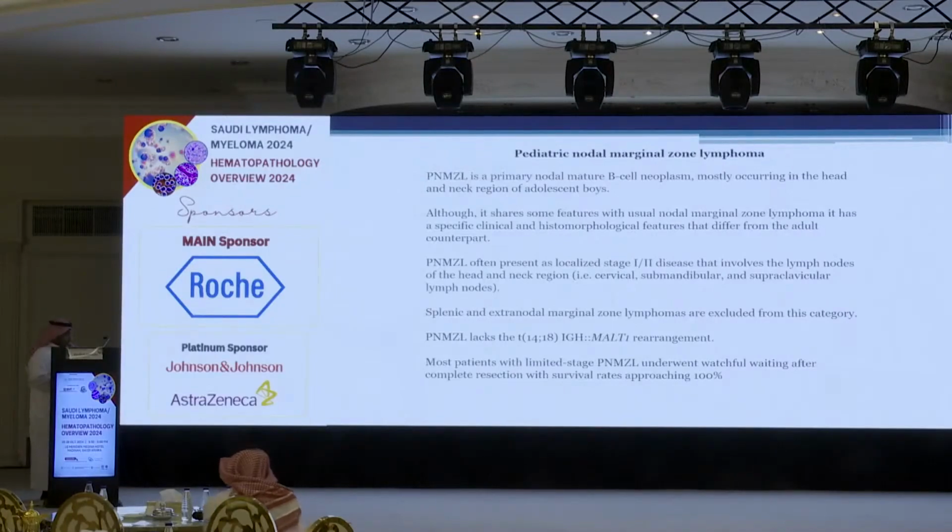Pediatric nodal marginal zone lymphoma usually presents as a stage 1 or stage 2 disease, mainly affecting the head and neck region. Splenic and extranodal marginal zone lymphoma in children are rare, and when they have it, you shouldn't put them under the pediatric nodal marginal zone lymphoma group. It usually lacks the MALT1 rearrangement, which you commonly see in the extranodal marginal zone lymphomas.